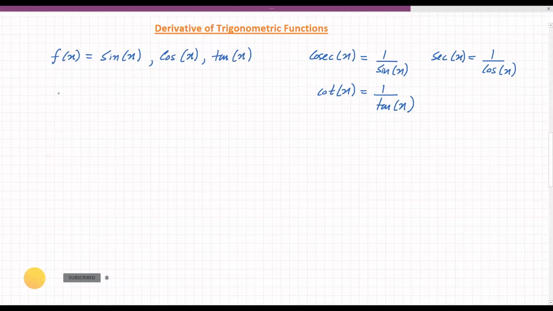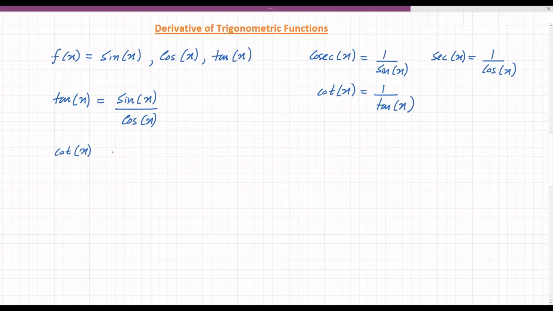Moreover, we know tan x is equal to sin x divided by cos x. And cot x is equal to 1 divided by tan x, and we can write it as cos x divided by sin x. So these are the fundamental trigonometric functions and their variations.